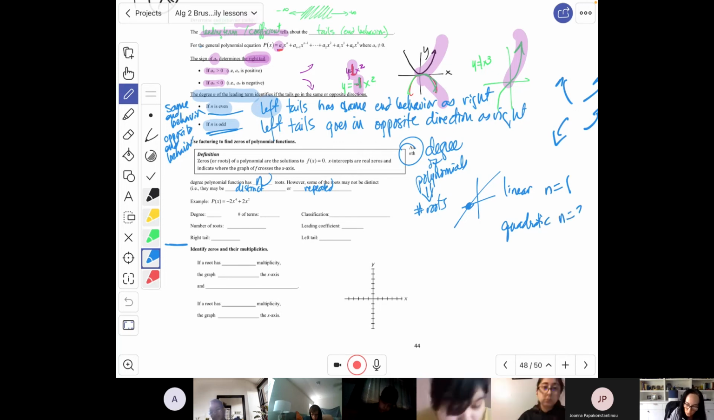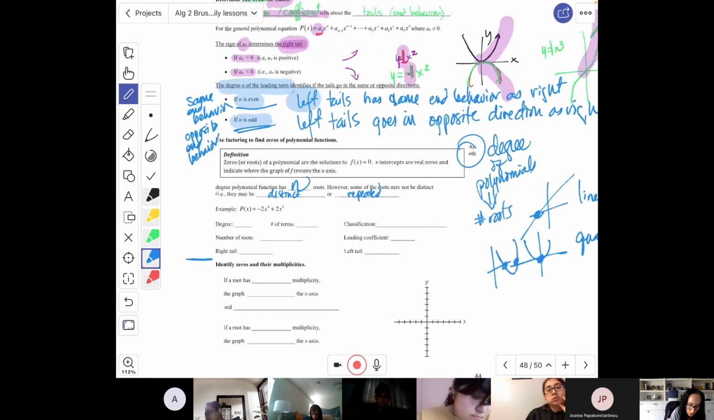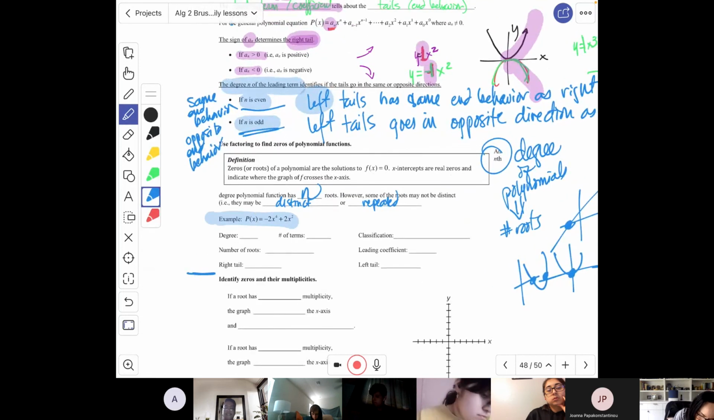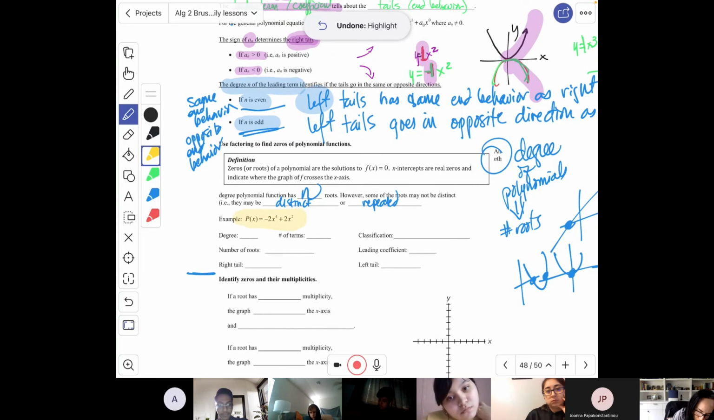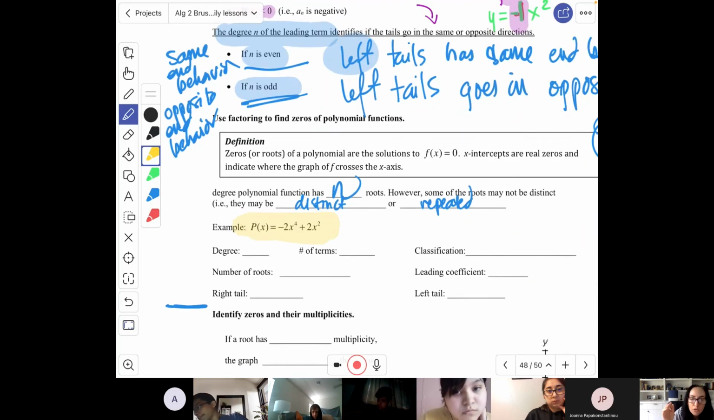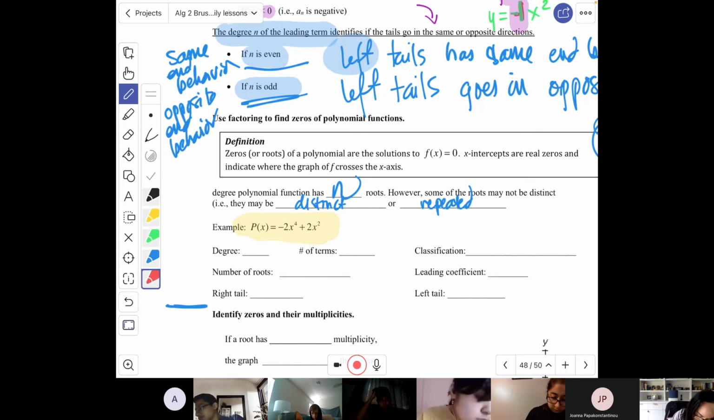Quadratic, n equals 2. So we would have 2 roots. Now, they could be a repeated root. They could be 2 unique roots, or you could have imaginary roots, right? Cubic, n equals 3, 3 roots. So let's look at this example. We'll end with this example because I know this is a little overwhelming right now. What is the degree of this polynomial? What does n equal?